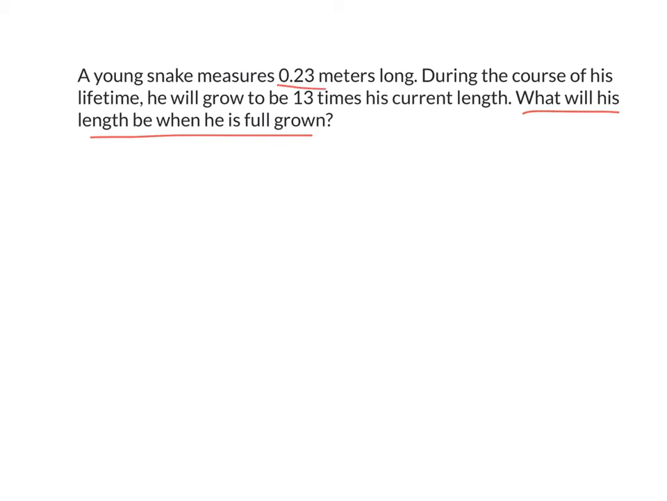We need to know that the snake starts out as a baby, measuring 0.23 meters long, or 23 hundredths of a meter. What else do we need to know? He's going to grow to be how many times his current length? 13 times. Okay, very good. So number 2 in your notebook, you're writing down 23 hundredths meters long, and then 13 times his current length. What do we need to do?